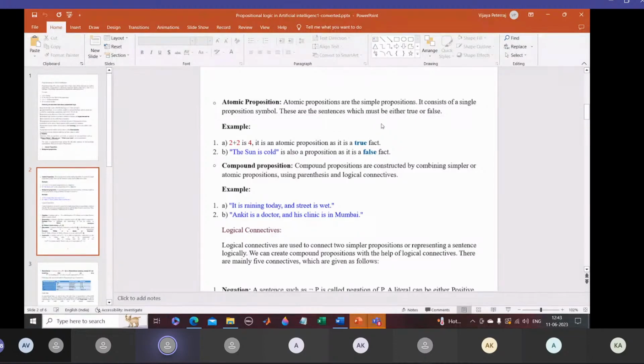Compound proposition னா, ரெண்டு sentence form பண்ணி அத connect பண்ணுவோம், சரியா? For example: it is raining today and I cannot play. So it is raining today ஒரு sentence, and I cannot play ஒரு proposition. They are going to work on a combination தானே. அது ரெண்டையும் வச்சு map பண்ணுவோம். So this is the compound proposition.